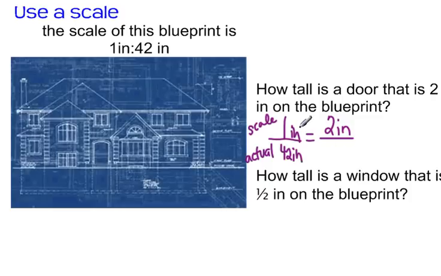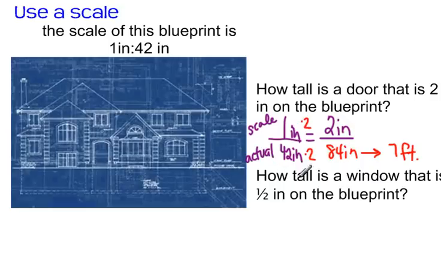I can see that I multiplied by 2 here. 1 times 2 is 2. So I'm going to need to do 42 times 2, which is 84. So in real life, that door would be 84 inches tall, which if I use what I know about feet and inches, I can divide this by 12. That would be a 7-foot doorway.